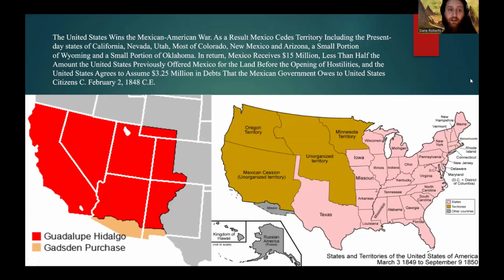Eventually, on February 2nd, 1848 CE, the United States would win the Mexican American War, and as a result, Mexico would cede territory, including the present day states of California, Nevada, Utah, most of Colorado, New Mexico, and Arizona, and a small portion of Wyoming and a small portion of Oklahoma to the United States. In return, Mexico would receive $15 million, less than half the amount the United States previously offered Mexico for the land before the opening of hostilities. And the United States would agree to assume $3.25 million in debts that the Mexican government owed to the United States, to various United States citizens, mainly businessmen.